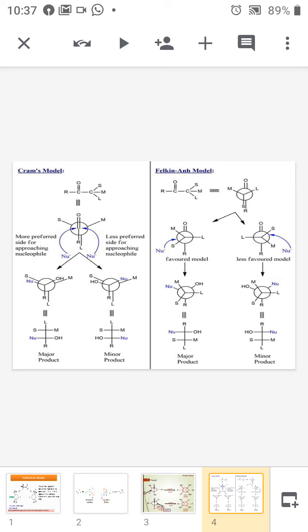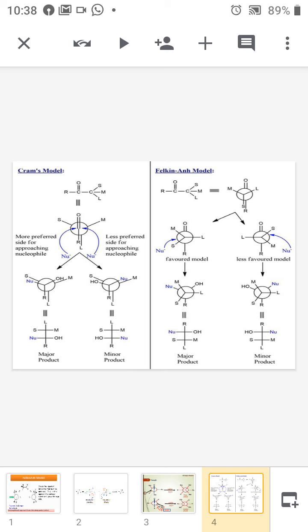And this is the major product. Whereas in the Felkin model, in order to avoid the steric hindrance between the large group and the R group, we show the large group orthogonal to the carbonyl group. Here also there are two ways of attack of the nucleophile towards the carbonyl group, and we prefer the attack towards the side of the smallest group, so we can avoid the steric hindrance between R and the smallest group. So the left hand side is the most preferred way of attack of the nucleophile towards the carbonyl group, and this is the major product.